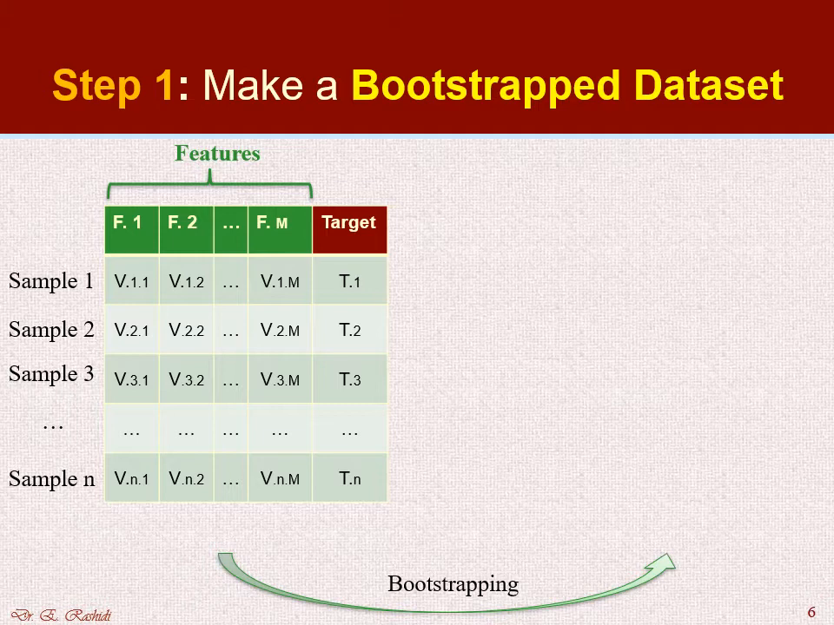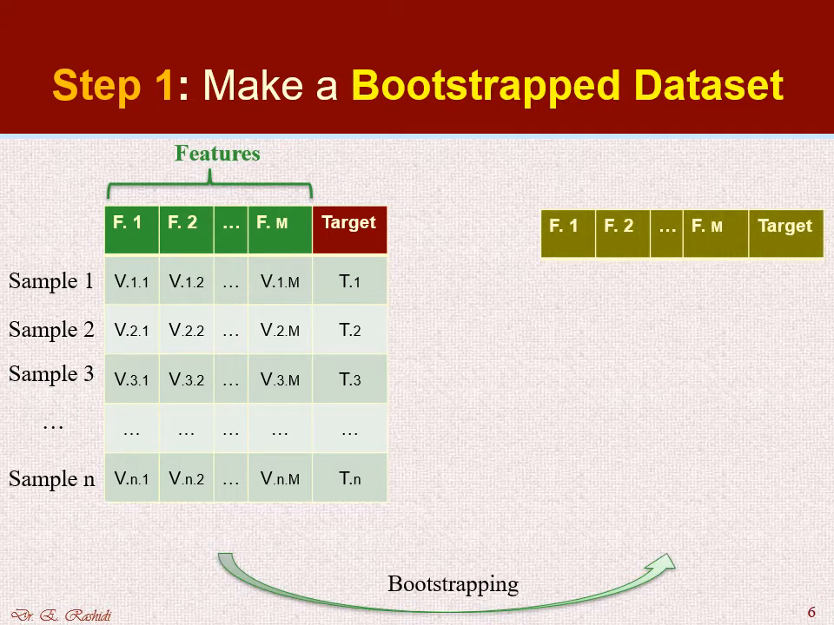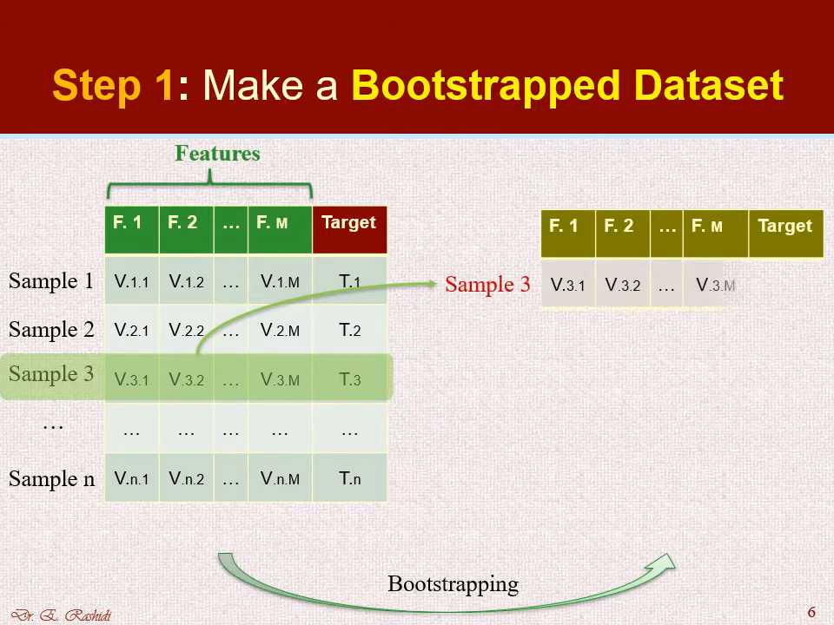So your bootstrap dataset is going to have the same number of features and target variable. But to select the samples, we're going to do it randomly. So let's randomly select one sample from the training dataset on the left. We selected sample number 3. So this is going to be the first sample in the bootstrap dataset.